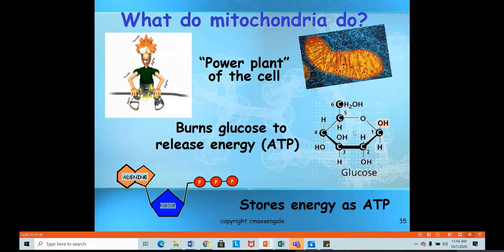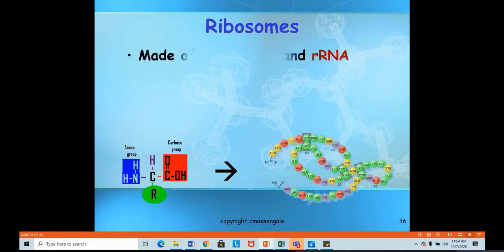It has a 6-carbon structure. C6H12O6 is the chemical formula of glucose, and this is how its molecule looks if you want to draw the structure of a glucose molecule. The function of the mitochondria is to store energy as ATP, so that is about it.